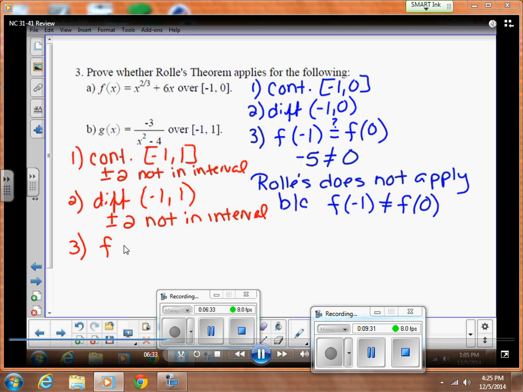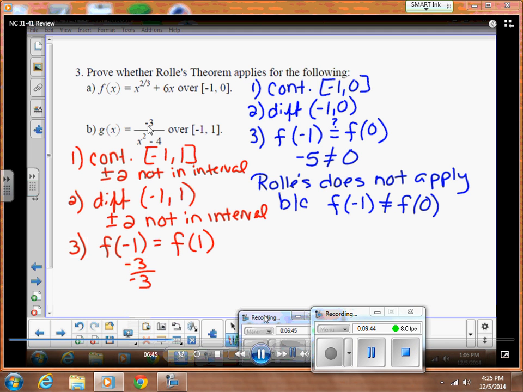Step 3, I need to check that f of a equals f of b. So f of negative 1 has to equal f of 1. So how do I find these values? Plug them back into the original function. So I'm plugging negative 1 in and I'm plugging 1 in.